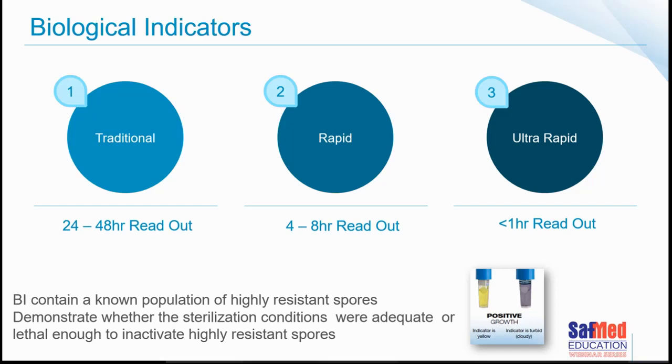The traditional biological indicator needs to be incubated for a period of 24 to 48 hours, depending on the make and the model of the product. The rapid biological indicator will give you a readout in about 4 to 8 hours. And the ultra rapid will give you a readout in less than an hour. Some, of course, are down to just over 20 minutes.